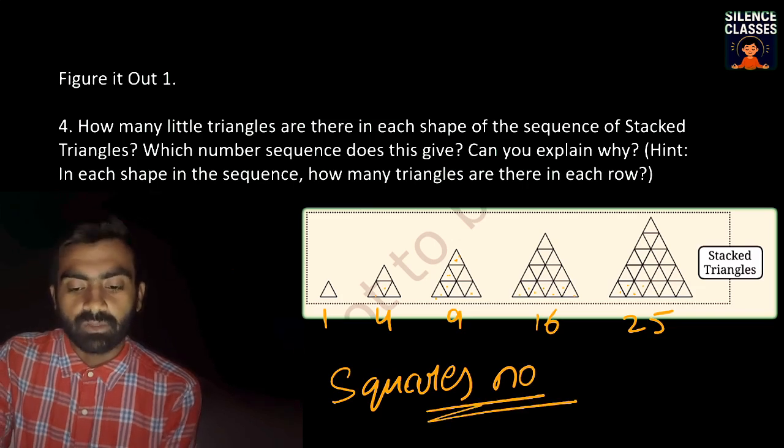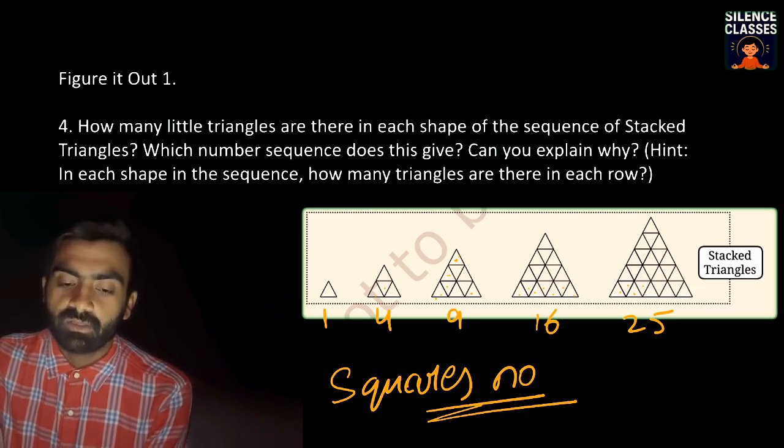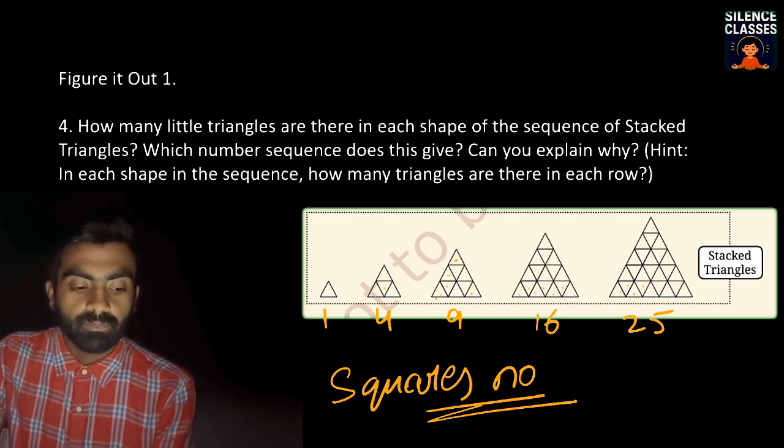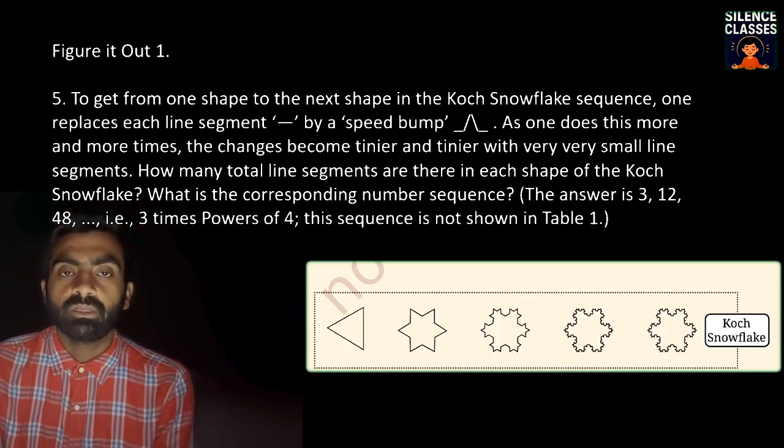Okay, and by using these square numbers we can make a perfect square as well as perfect triangles as well. So these are the square numbers. Now let's move to the last part of this particular chapter.